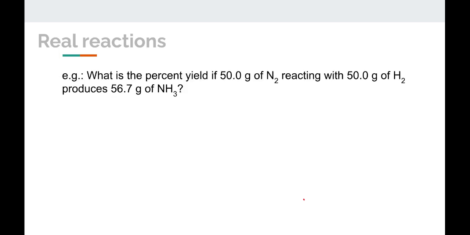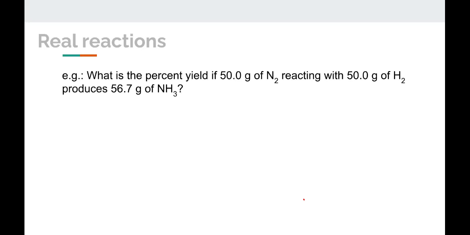Let's do an example calculation to help get at the idea of percent yield. So we want to know what is the percent yield if 50 grams of nitrogen reacting with 50 grams of hydrogen produces 56.7 grams of NH3. We can't do stoichiometry with grams, so we'll have to convert this into moles. And there are two ways that you can approach this.